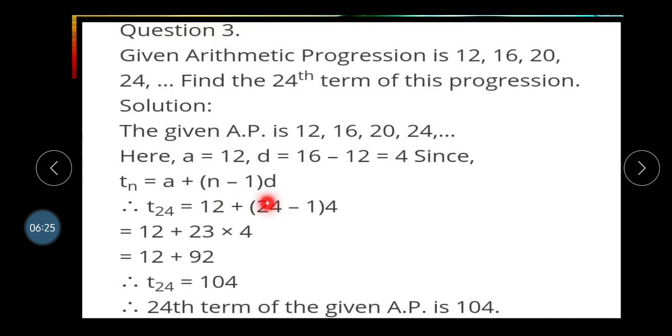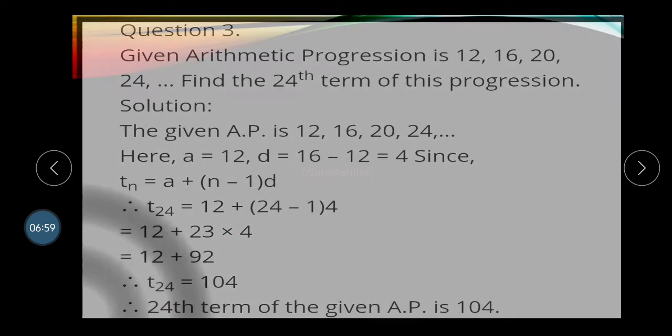So we will put our formula Tn equal to A plus n minus 1 into D. Here n is 24. We will substitute the values. A is 12, n is 24, 1 as it is, and D as 4. So T24 equal to 12 plus 24 minus 1 into 4. 24 minus 1 we will get 23. 23 into 4 we will get 92. Adding 92 to 12 we will get 104. So the 24th term of the given AP is 104.